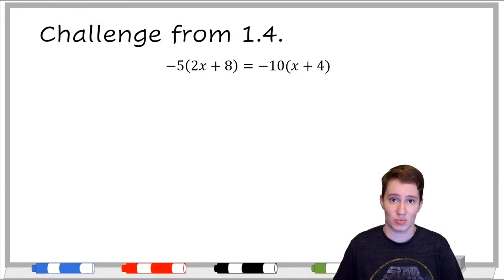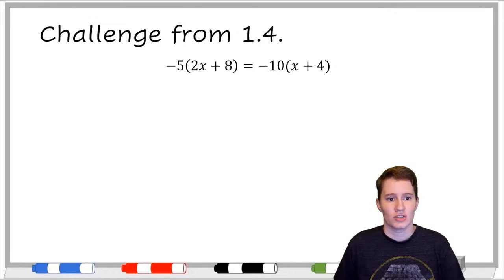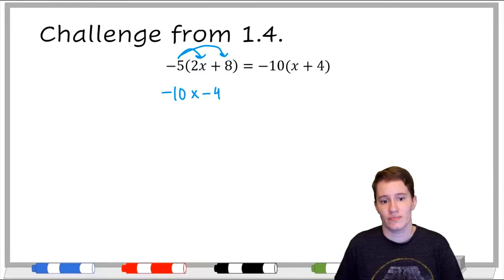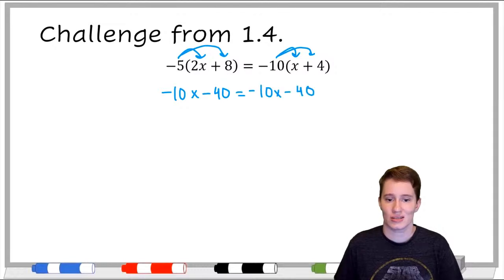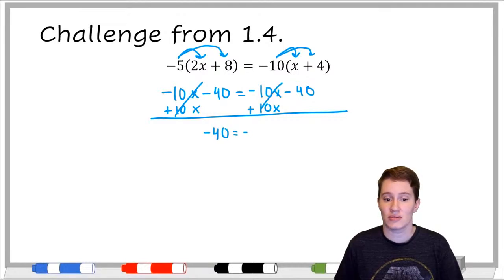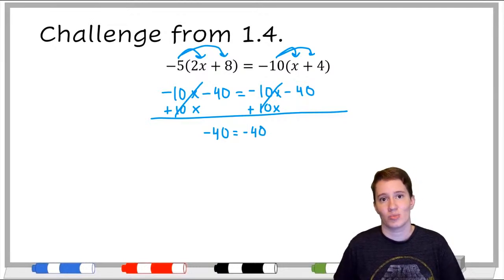So if you did this challenge problem, hopefully you kind of remember, and I'll talk about what's going on. If I distribute this -5, I get -10x minus 40. Distribute this -10 and x minus 40. If I try to put the x's together though, I run into a problem. Because when I add 10x on both sides, that goes away and that goes away. And now I have -40 equals -40, and I no longer have an x. This is what is called a special case.